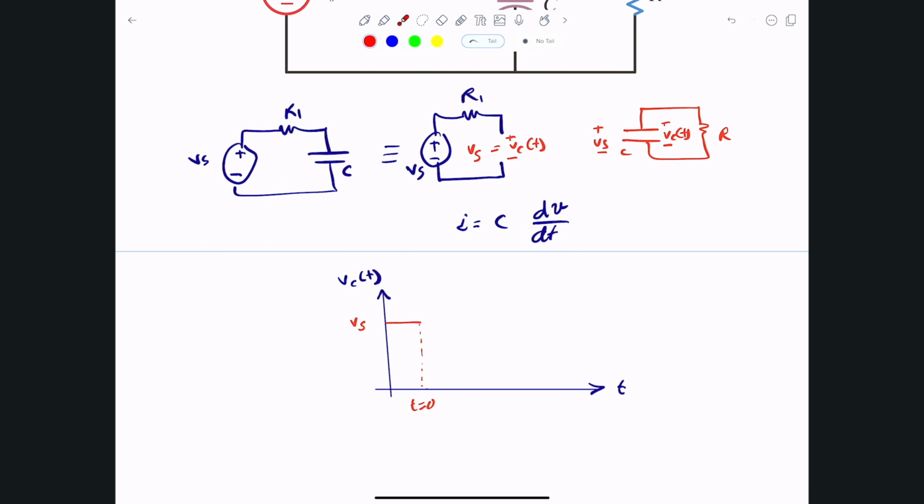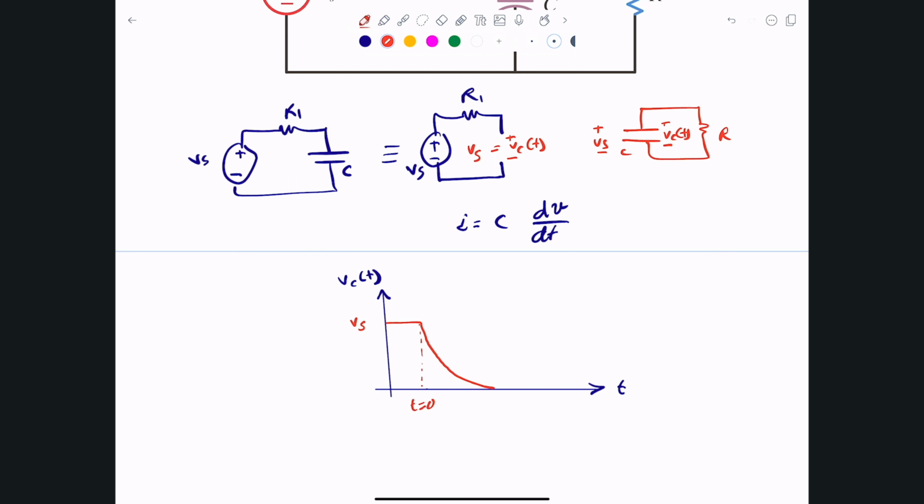Going back to the point I'm trying to make: after T0, we switch, and the capacitor starts releasing its energy to R. That release will take some time, and the voltage will go all the way down to 0 here.